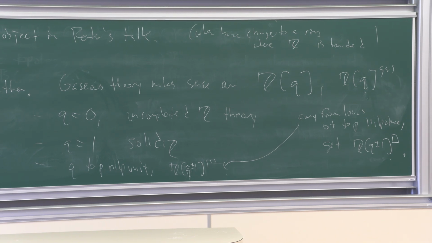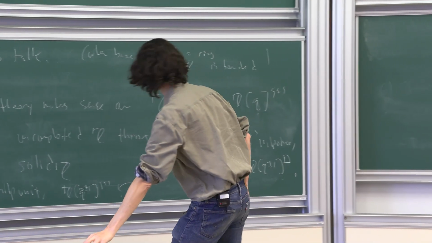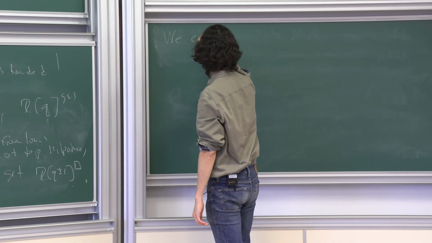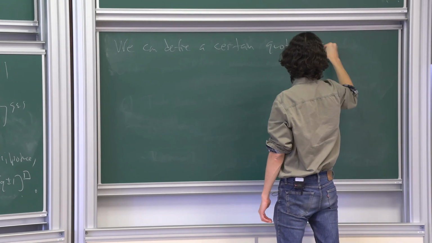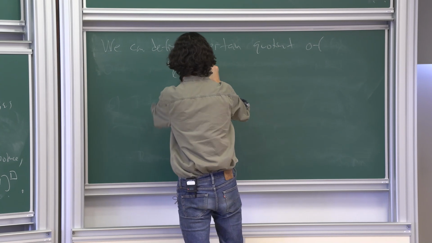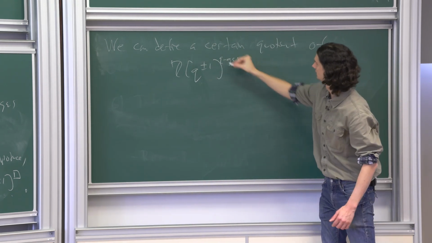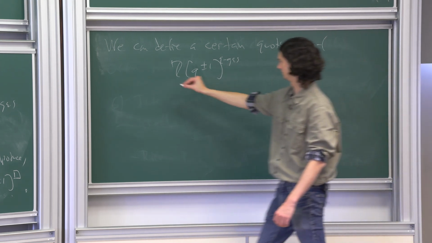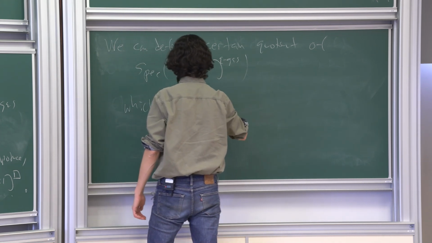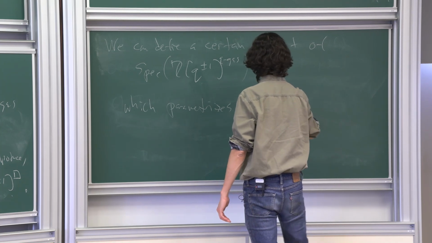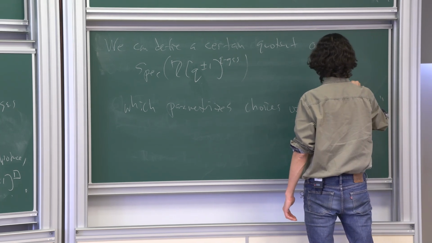So then we can define a certain quotient of Z[Q^{±1}], making Q gaseous, of spec of this, rather, which more or less parametrizes choices of a notion of analytification. So, notion of analytification.